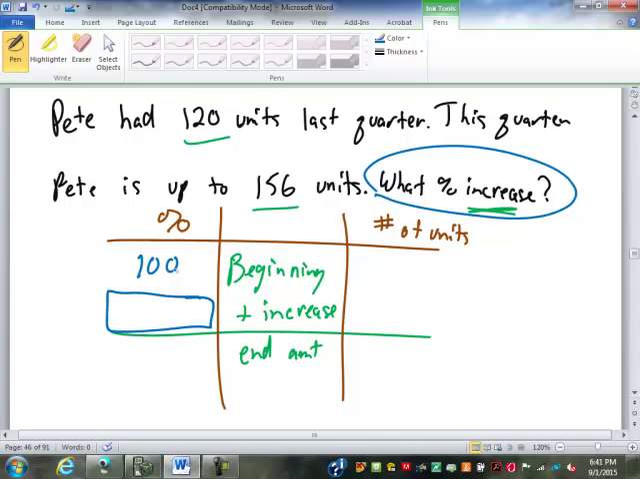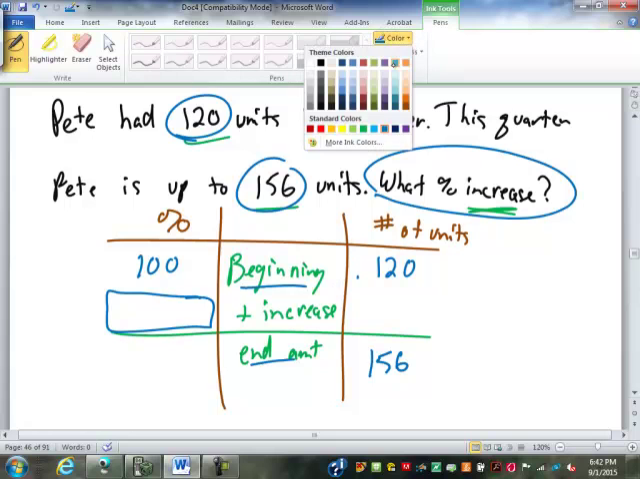On the other side, we have our number of units. We have 120 and 156. Which one of those is the beginning amount? The 120. That was last quarter, the old amount. What is our new amount, or the ending amount? 156. Now, just to point out, these words in here, beginning and end, we could have old and new or whatever. Last quarter, this quarter, those words don't matter as long as we have the numbers matched up. As long as you know what they mean. They don't have to be the same as mine.